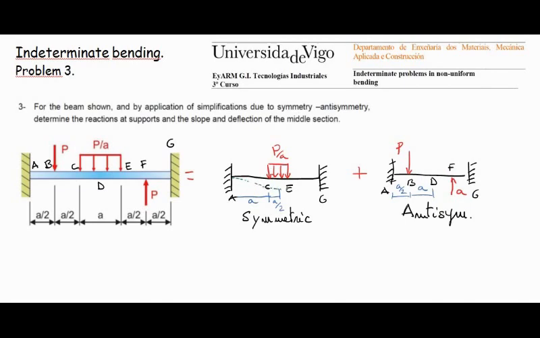If we analyze the deformation, we will have in the symmetric case something like this deformation, with antisymmetric deformation in the case of the antisymmetric problem. Always in the fixed support we have straight angles.